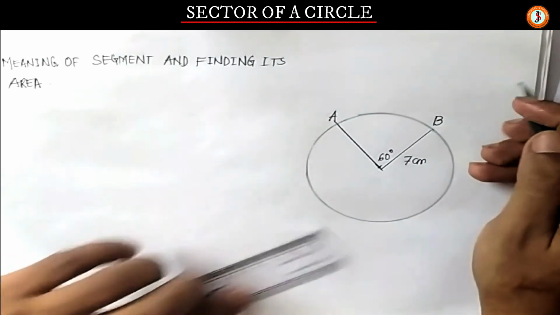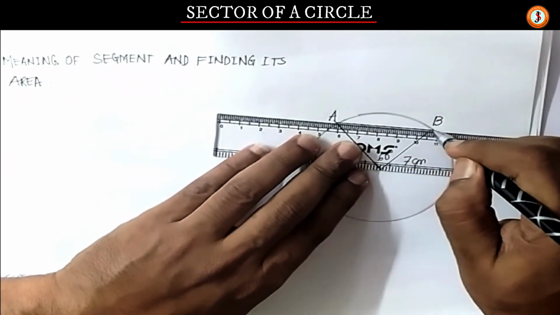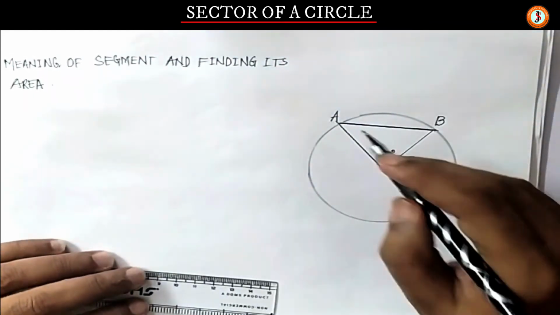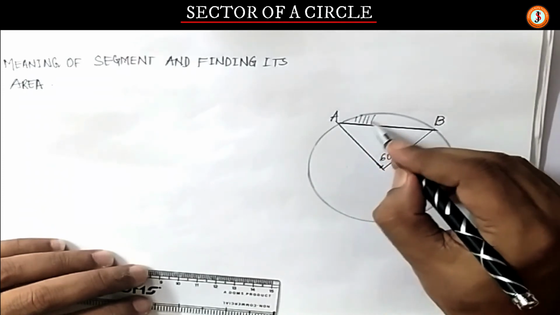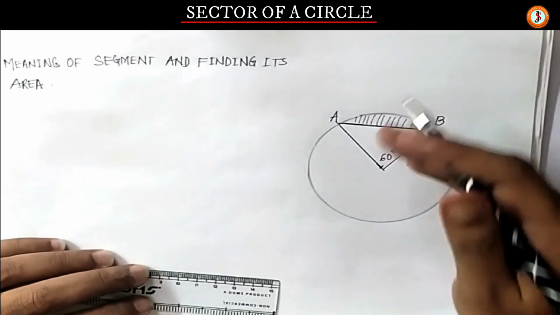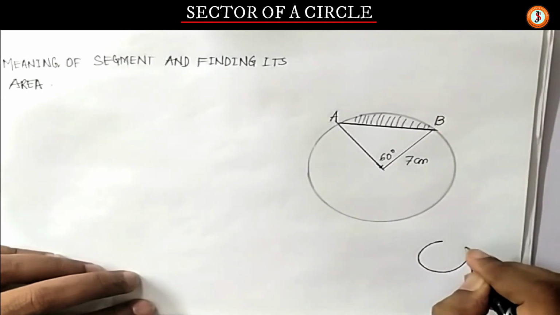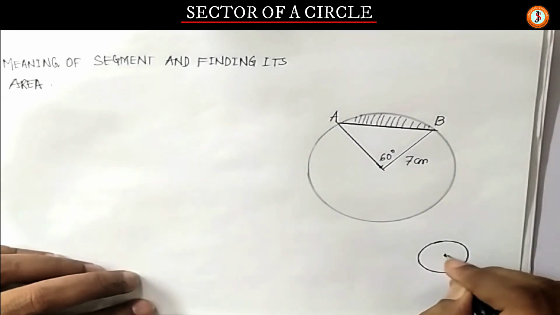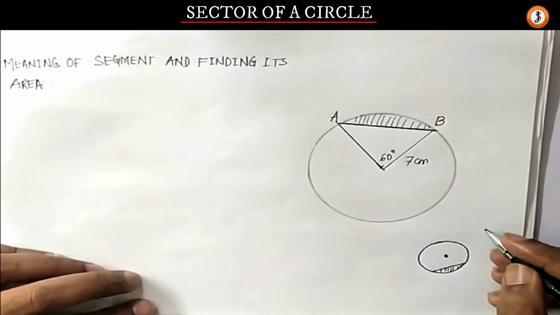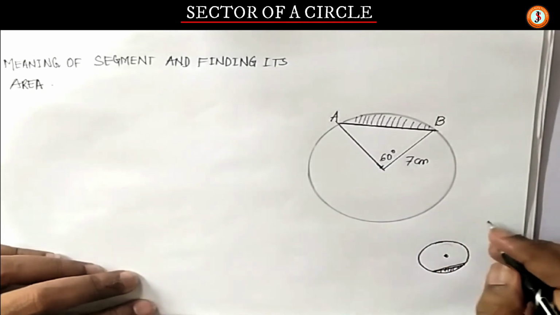Now they're not telling sector. Segment means we have to find out this is a chord, and the minor segment means this side. The minor segment is this part of the circle, and the major segment is the other part. Once again I can show you the real meaning of segment without the sector. Actually this is a circle and this is a chord. So this part is the minor segment and this part is the major segment. The minor segment does not include the center and the major segment includes the center.